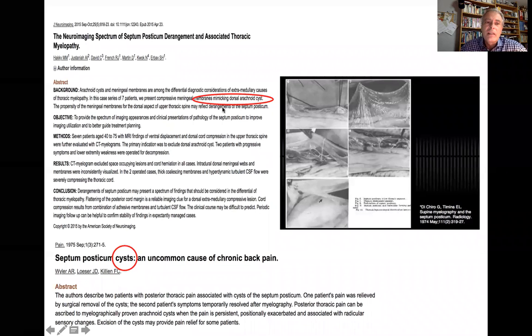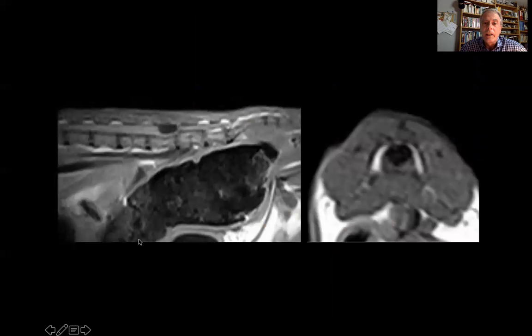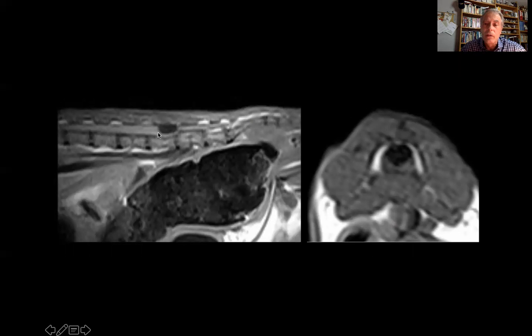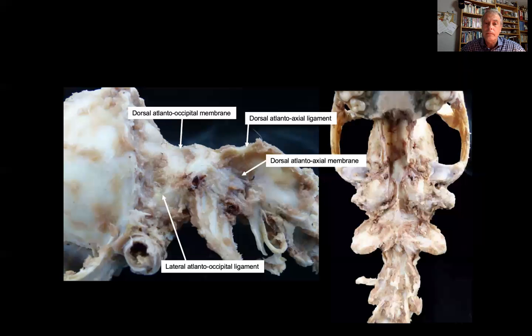Okay, cyst, this is from human anatomy, but also in veterinary, we see that in some cysts there is accumulation of CSF, sometimes usually located, but not always, on the dorsal aspect of the spinal cord. And maybe the cause is the septum posticum. And remember that the septum posticum at this level is quite big. Okay, these strands of collagen fibers are quite dense in some places. So maybe it's the cause of the cyst in the CSF.